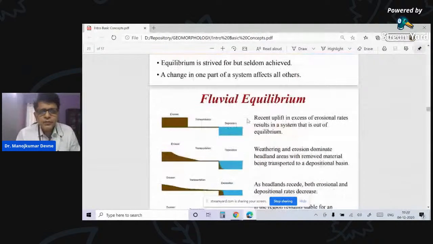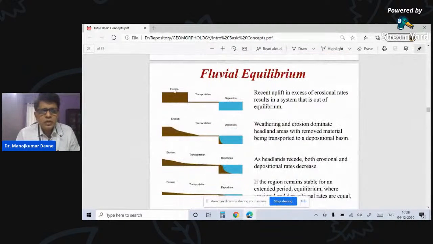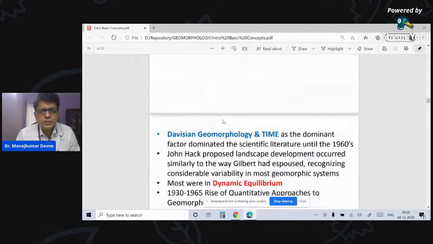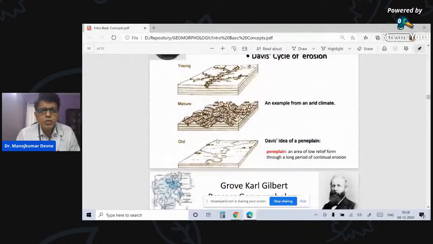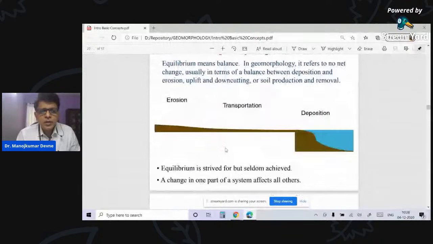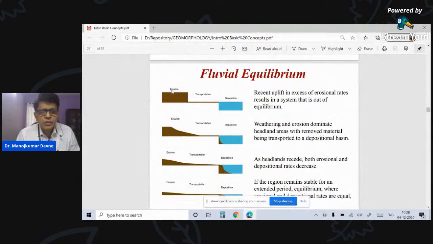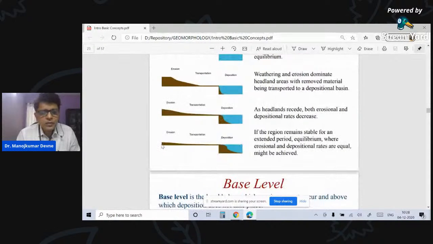Fluvial equilibrium, recent upliftment. You'll see how, as far as this diagram is concerned, this one, 1, 2, 3, let us see how we can relate it to this 1, 2, and 3. Very high relief. Things start eroding and they get transported here, and very little of it gets transported here. Further erosion, the height goes down, and more transportation, more deposition. And you'll see that towards the old stage, it is mostly eroded, and it has equalized on the land surface while it is trying to equalize beneath the ocean surfaces also.